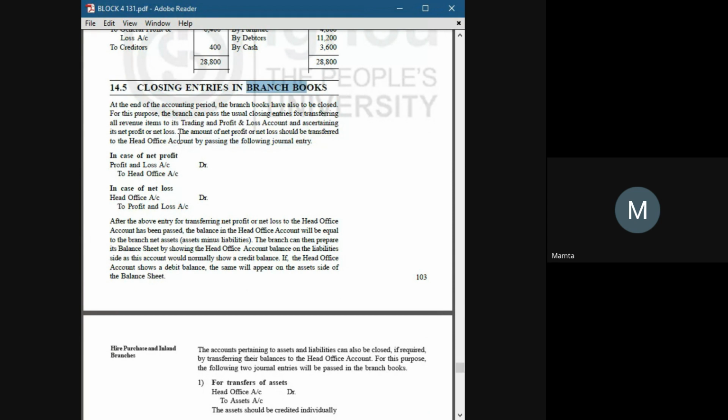What would be the closing entries of branch books? The profit or net loss would be transferred to the head office directly. So in case of profit, we pass the entry profit and loss account debit to head office. And in case of loss, the entry would be head office account debit to P&L account. We just transfer the loss or profit to the head office here.